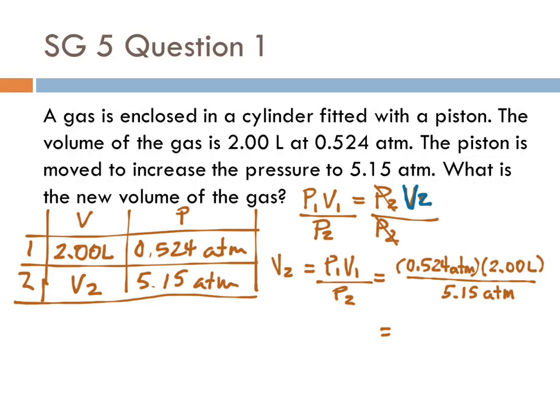Each of those numbers had 3 significant figures, so we will round our answer to 3 significant figures, 0.203. The units, look, atmospheres cancel. The unit we're left with is liters. And then be nice, draw a box around it so I can see what your answer is. Any questions?